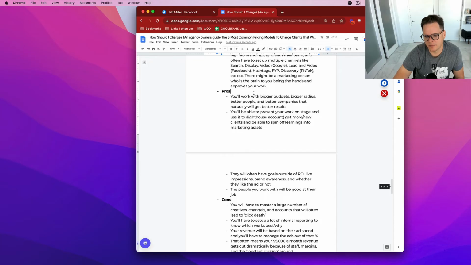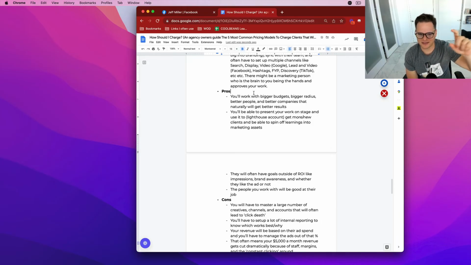The good news is you're going to be working with bigger budgets, bigger radiuses, better people, and better companies that will naturally get better results, even if you are not doing their job, simply because they have a better business. So your retainer and your pay-for-performance clients are definitely one type of client. And the clients with a $1 million a year budget are a different type of client altogether.